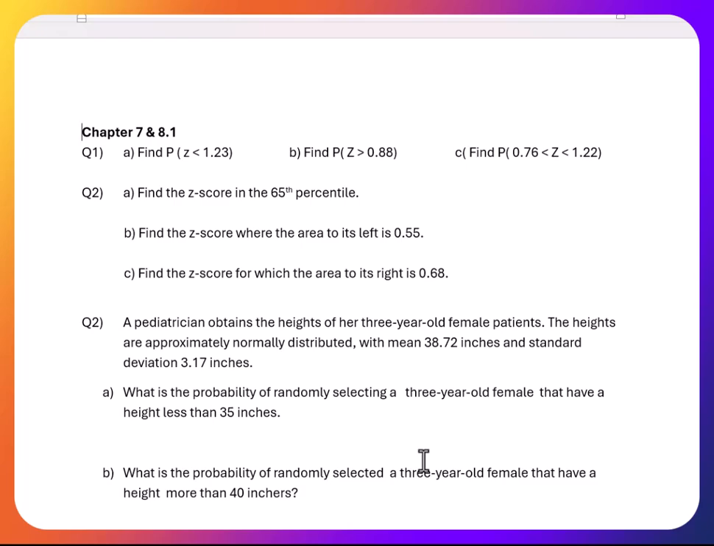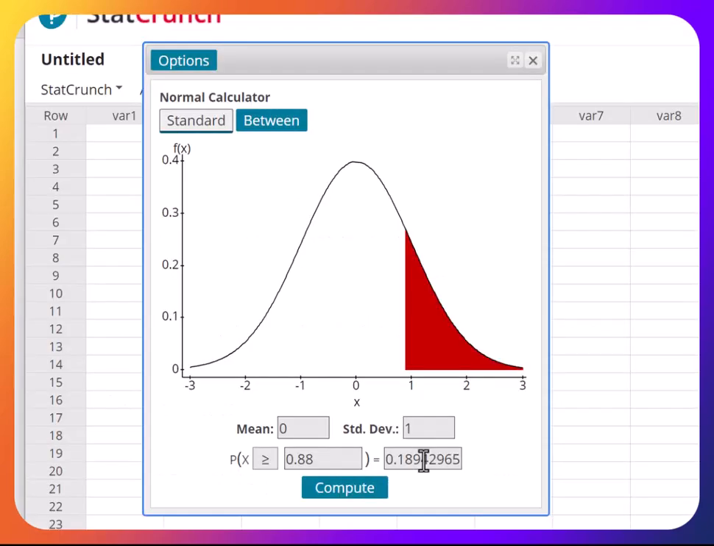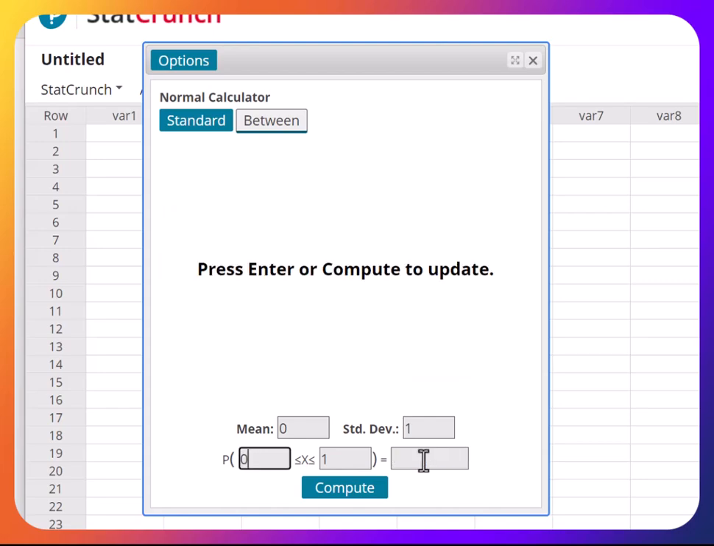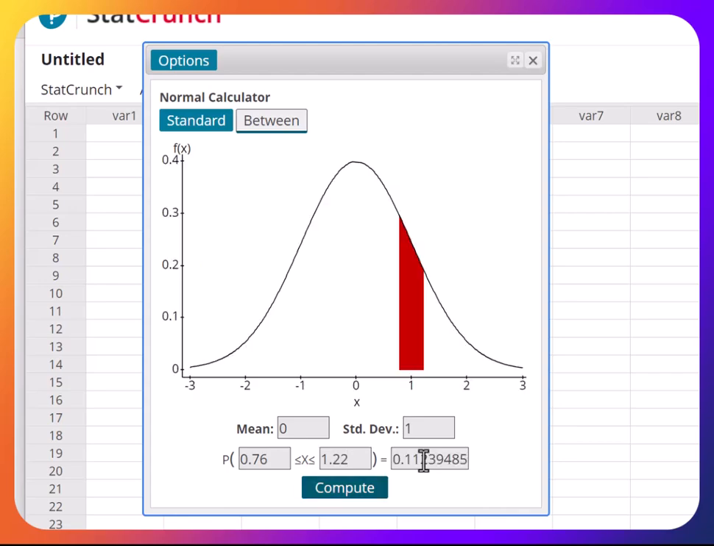Find the probability of z between 0.76 and 1.22. Okay, here's the in between right here. 0.76, 1.22, and look, not only are you going to get the answer, but you're going to get a visual of this. It's right there. This is the shaded area. It's a small area, and the answer is 0.1124 or 11.24%.